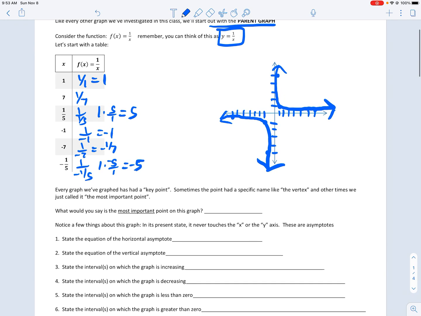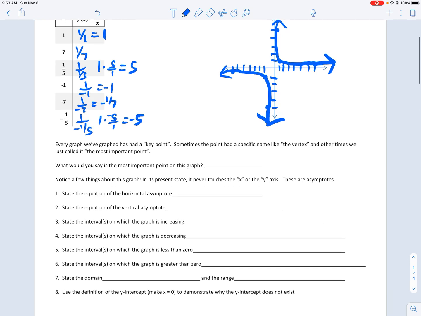All right, so that's the parent function. So every graph we do for the rest of this unit is going to be based off of this graph right here that's on your screen. So like every graph we've done, we've always had what we call a key point. Sometimes it had a specific name like the vertex. Other times we just called it the most important point, the key point, the starting point. So the most important point for this graph is the origin, 0, 0.